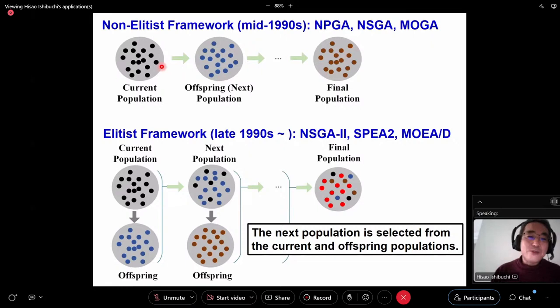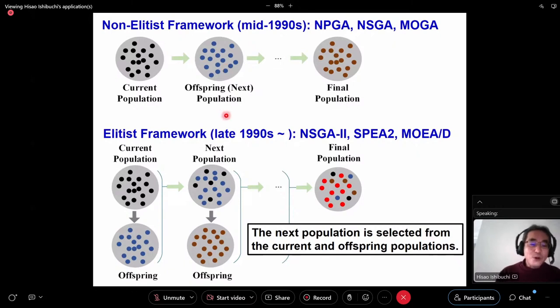Even if we have a very good solution in the current population, it cannot survive to the next population. This is the main mechanism of the very simple generational model. The next population is the same as the offspring population. So this is not so good.